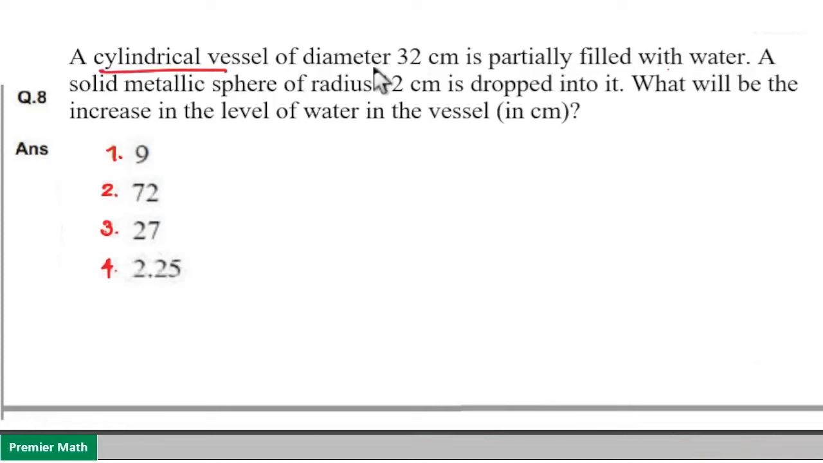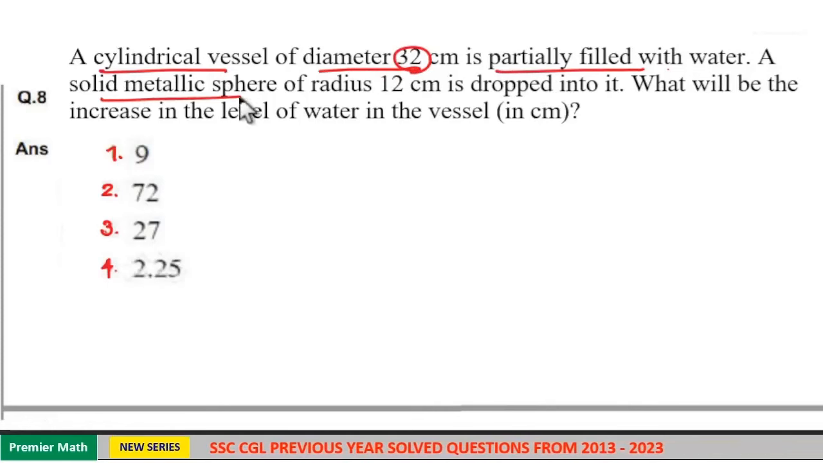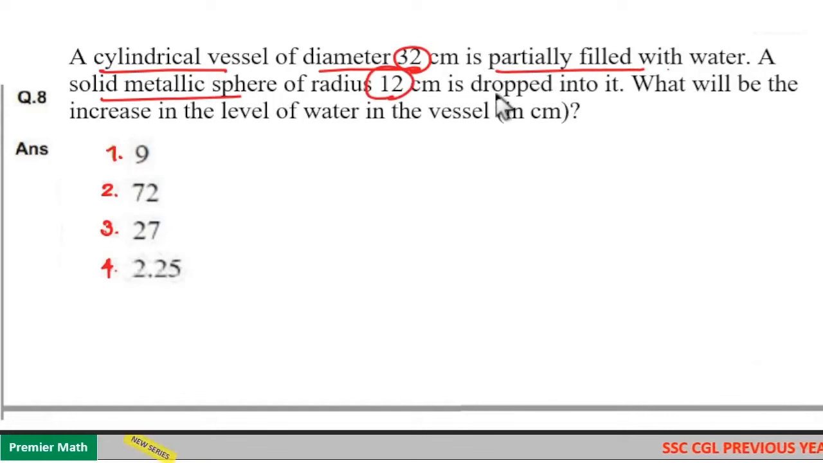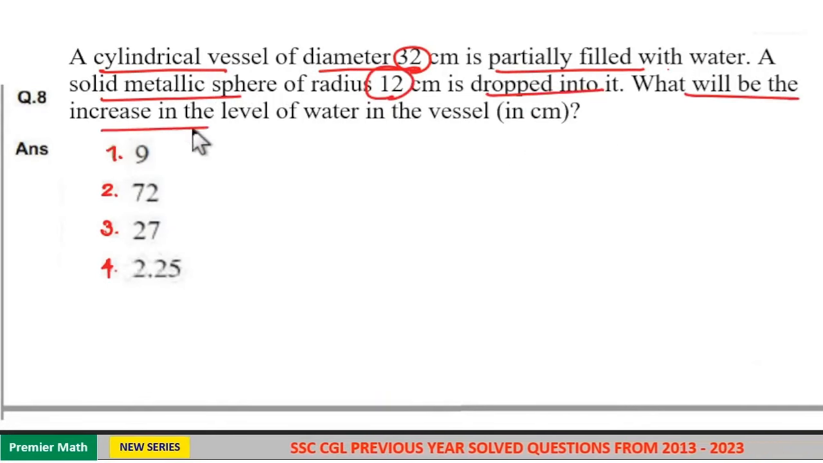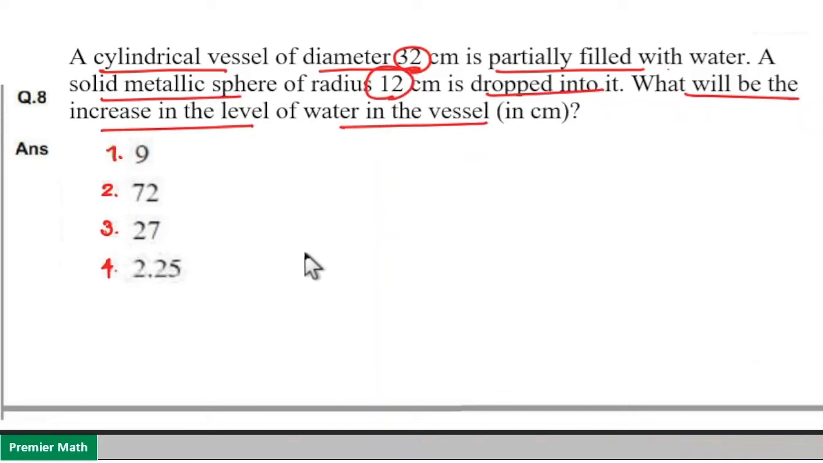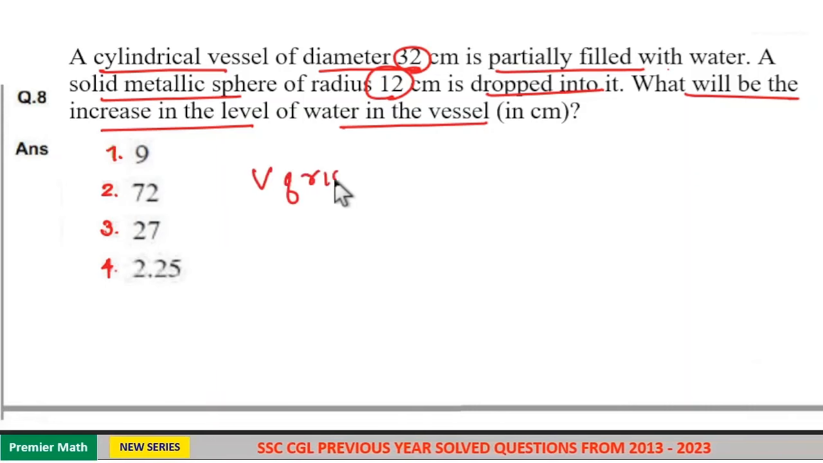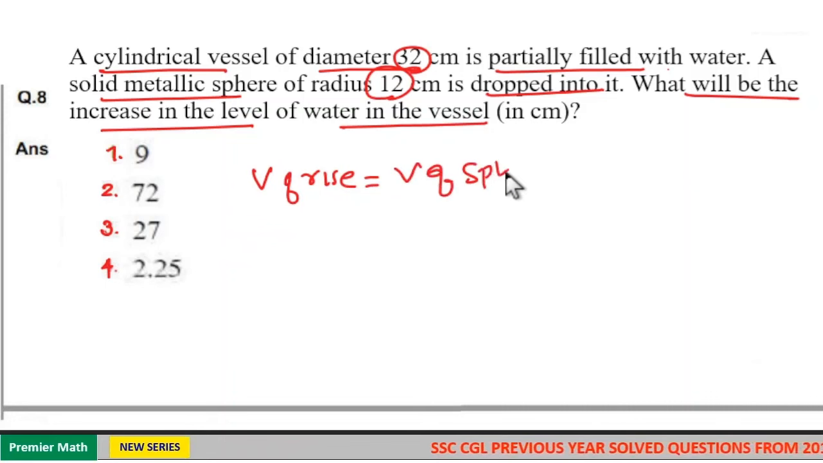A cylindrical vessel of diameter 32 cm is partially filled with water. A solid metallic sphere of radius 12 cm is dropped into it. What will be the increase in the level of water in the vessel? Whenever you drop an object into water, the rise in water level is equal to the volume of the object. Here volume of rise is equal to volume of sphere.